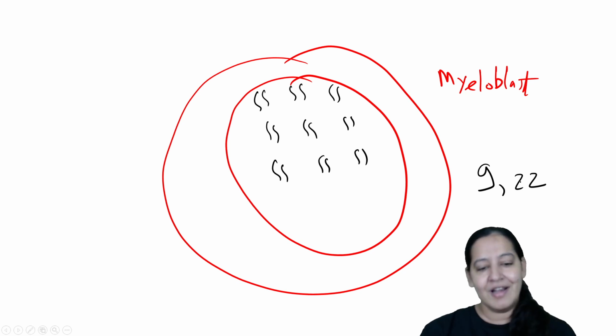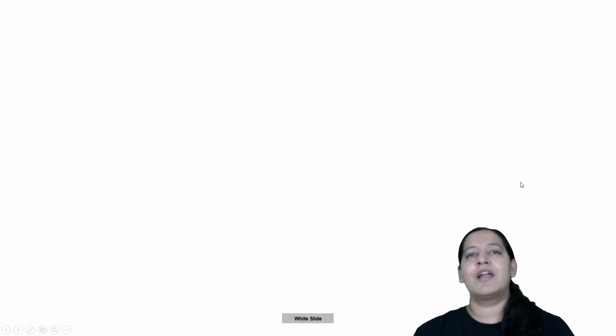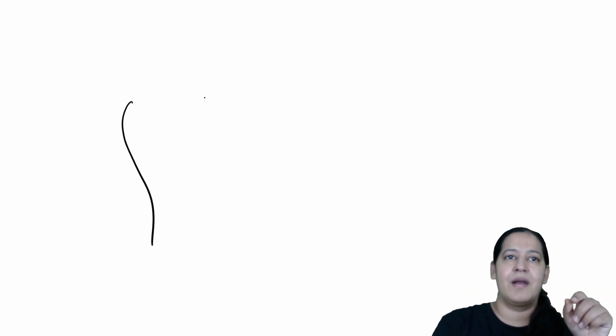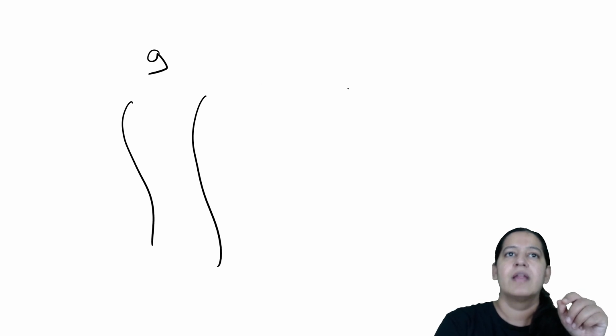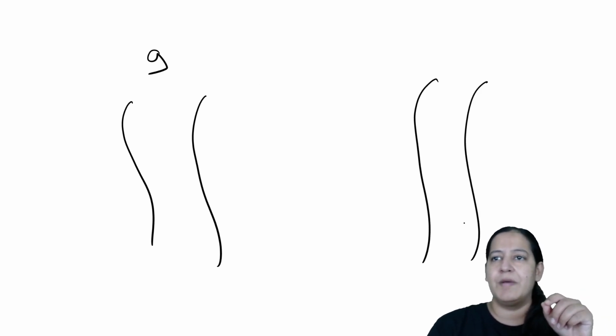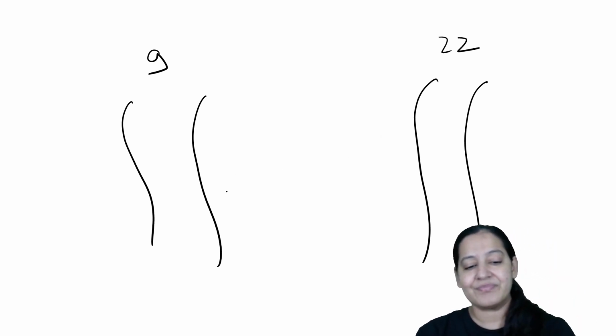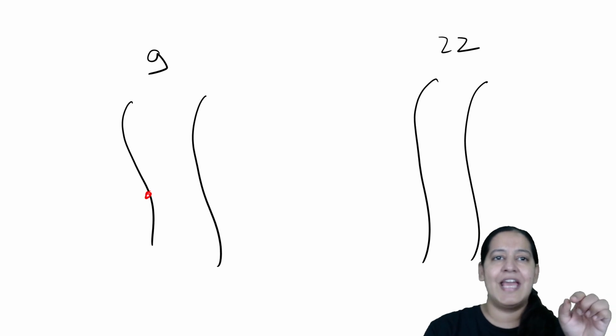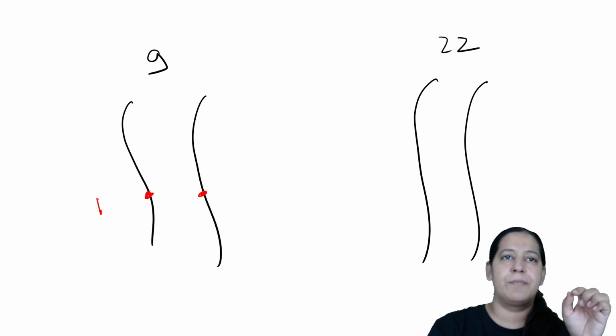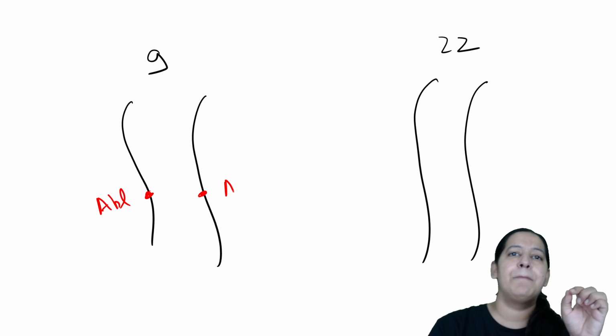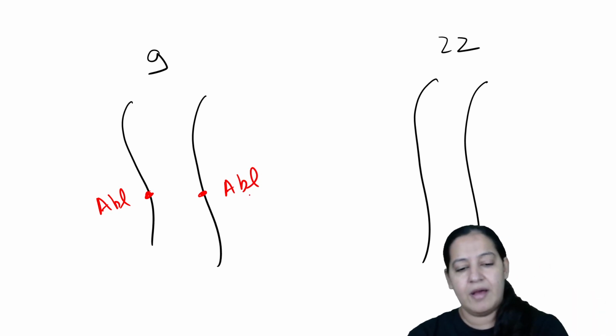Take 2 pairs out. Let me draw these 2 pairs separately. This is pair number 9, the 2 chromosomes of pair number 9. This is pair number 22, the 2 chromosomes, sister chromatids of chromosome 22. Chromosome 9 has a gene on it known as ABL. ABL is the name of the gene present on chromosome 9. 2 genes are present, one on each chromosome.